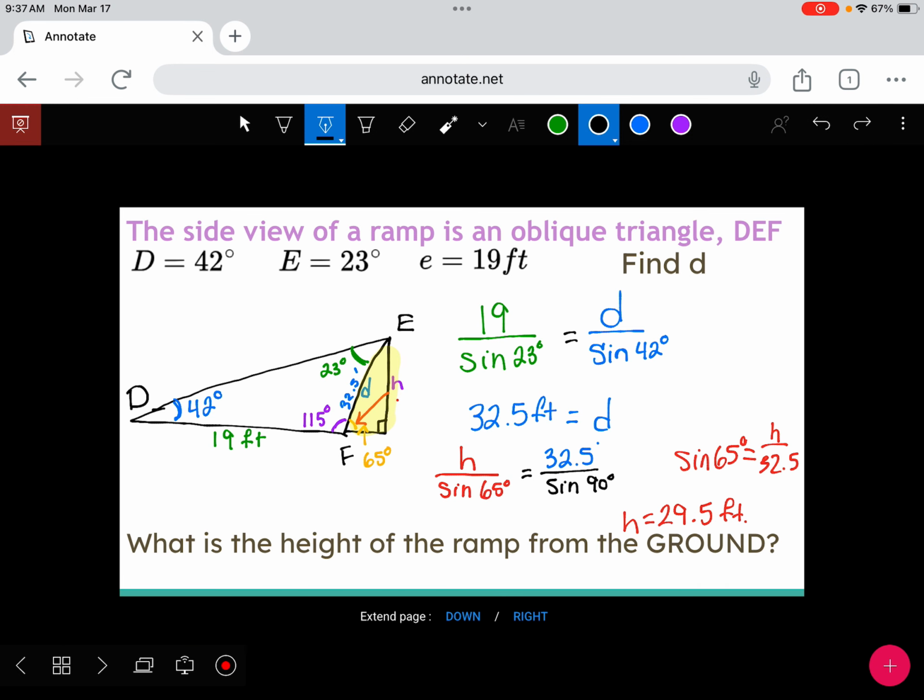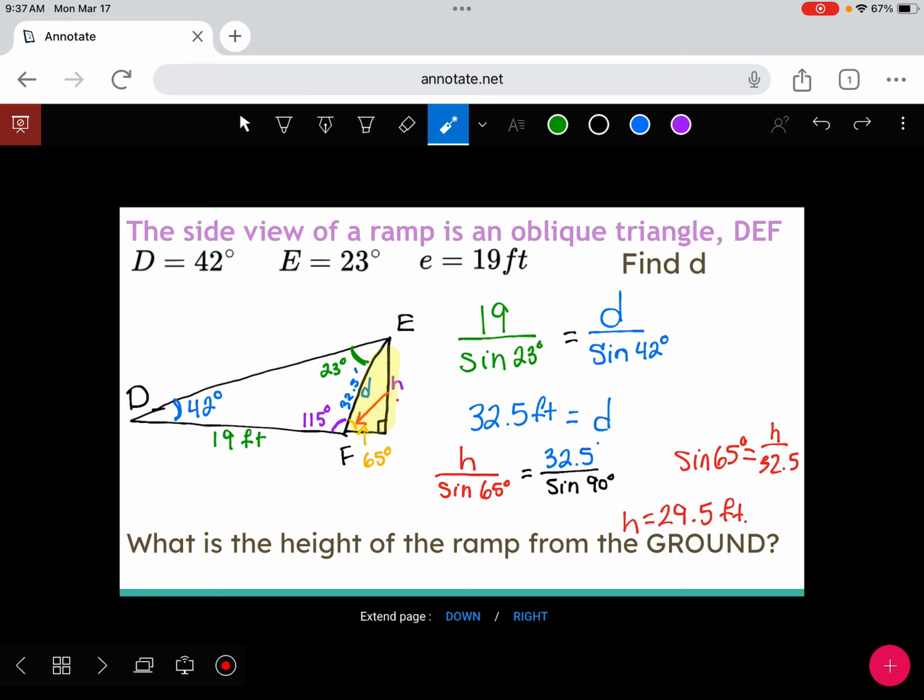So how do we find side D and side H? We found side D from knowing these angles and using our law of sines. Then we connected this guy straight down because this is not a right angle, and we wanted to know how high this was from the earth. That was what we were asked to find. That's this question done.